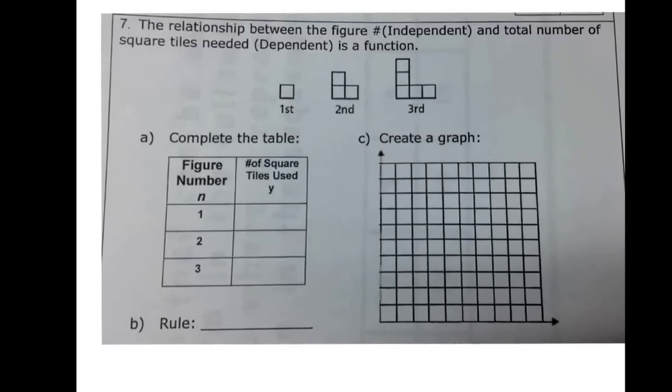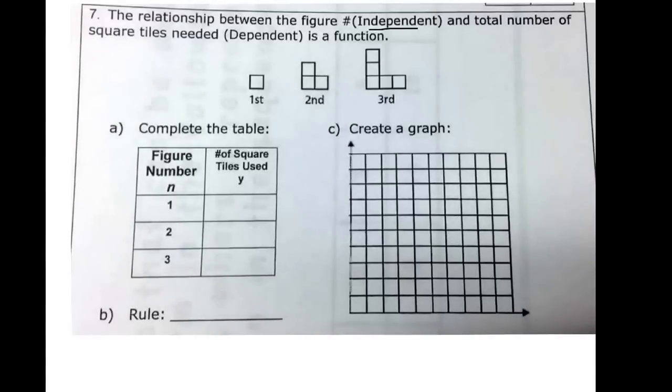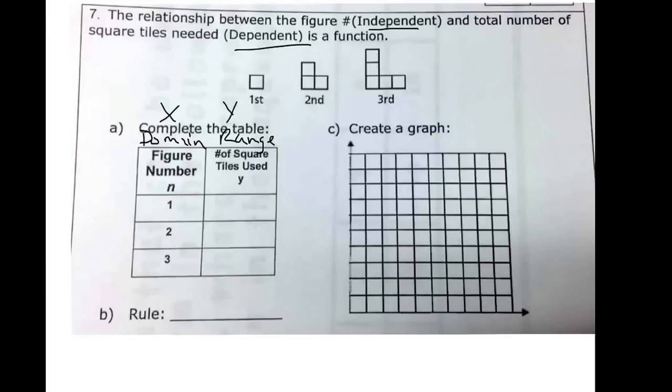It says the relationship between the figure (independent) and the total number of square tiles (dependent) is a function. Okay? Some other words we want to start to introduce. This column over here is known as the domain. This column over here is known as the range, and we'll study a lot more about these words later on in the year, but domain and range are important words. Domain is the first column, which is your x, and the range is the second column, which is your y.